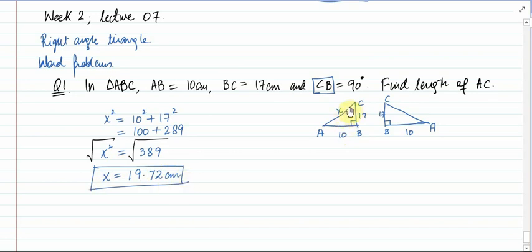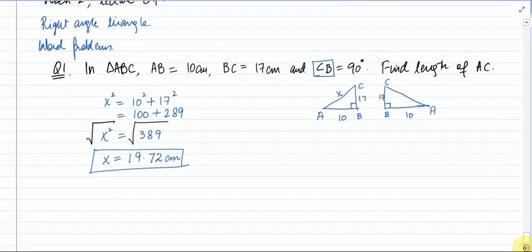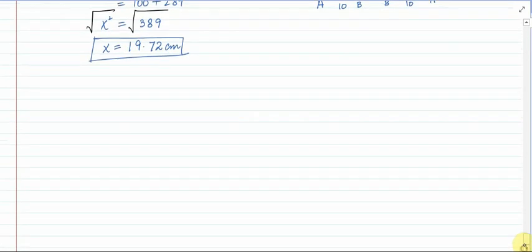Keep in mind that the hypotenuse should be the longest side. So see, if there are 3 sides of a triangle, the hypotenuse, 19.72, is greater than 17 and 10. If your hypotenuse is less than either of these 2 sides, that means that you have done something wrong, so you need to correct it. So today we are going to cover some more examples like this.